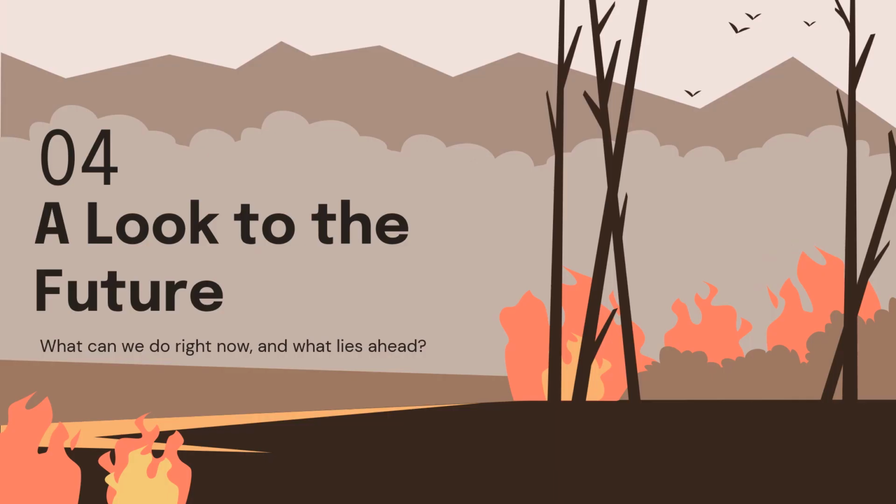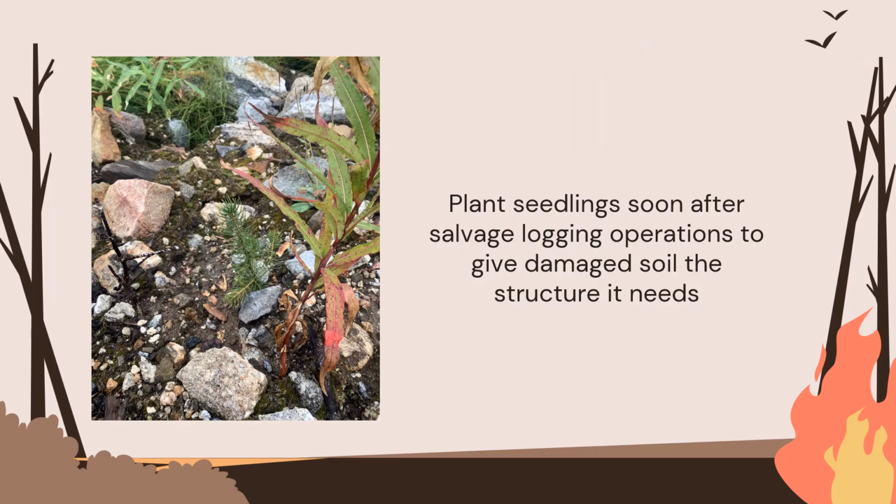So here in the final part of the presentation is a look to the future. What can we do right now and what lies ahead? One thing that we can do is plant seedlings soon after salvage logging operations to give the damaged soil the structure it needs in the form of root establishment by these seedlings.